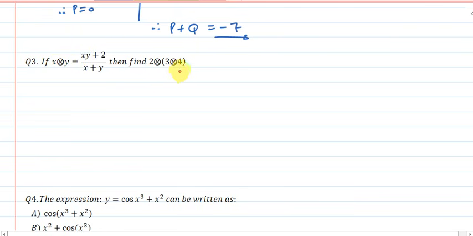So if I want to go and find 3 star 4, I'm going to get, right, 3 star 4. What is 3 star 4? That's 3 times 4, 3 times 4 plus 2 divided by 3 plus 4.